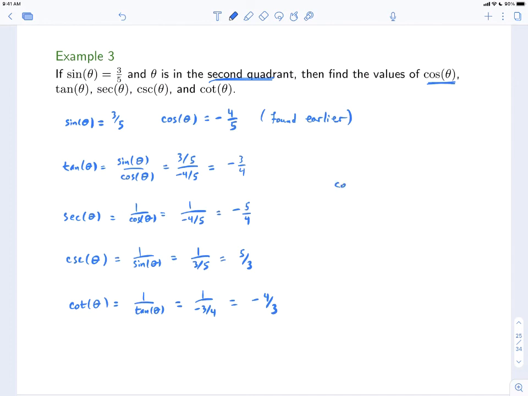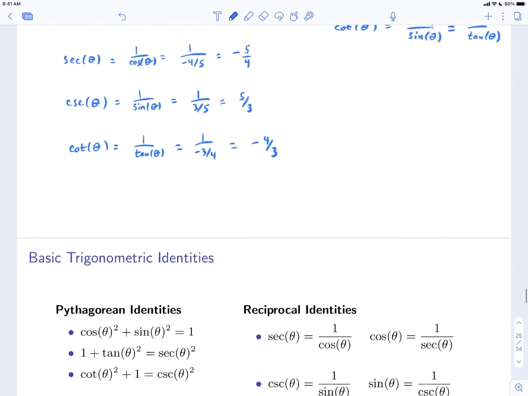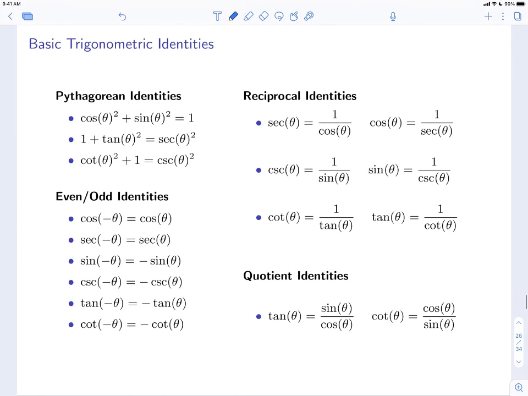So just as a remark here, cotangent of theta is cosine of theta over sine of theta, but that's also the same thing as 1 over tangent of theta, like so. And that's our example. We have written down here the basic trigonometric identities.